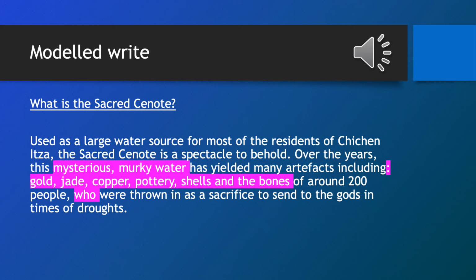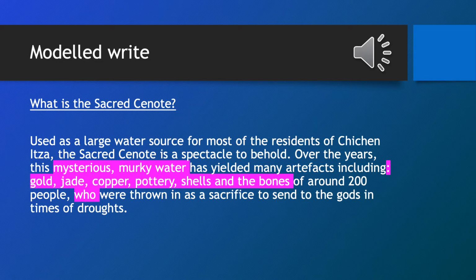So, I have got in there over the years, which is a fronted adverbial, and we looked at these over the past few days. I haven't highlighted that because that's something that I can now do. Something new which I'm now starting to add, which we've spoken about, mysterious murky water. Can you remember what that is? So you should be saying that that is an expanded noun phrase. Okay, we've got our adjectives to describe the water.